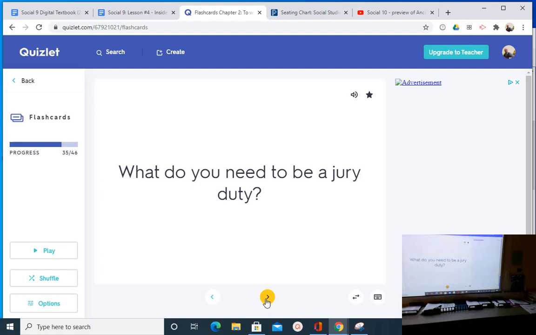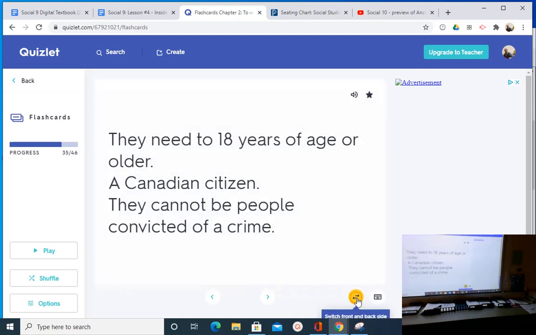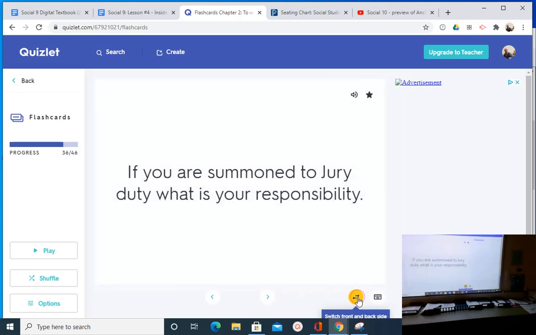What do you need to be on jury duty? Well, you need to be 18, you need to be a Canadian citizen, and you cannot be someone convicted of a crime. So I guess if I want to avoid jury duty, I could go commit a crime, but then I'd lose my job, so probably not worth it.